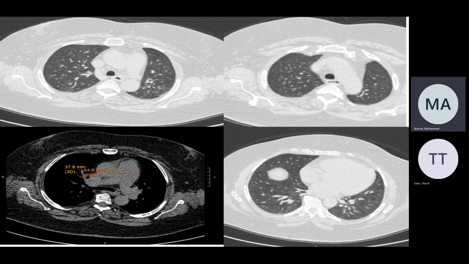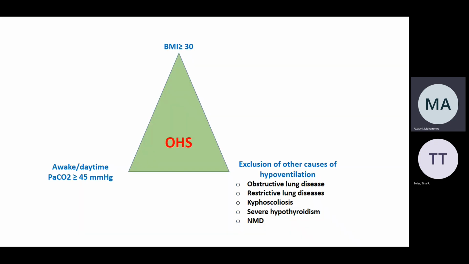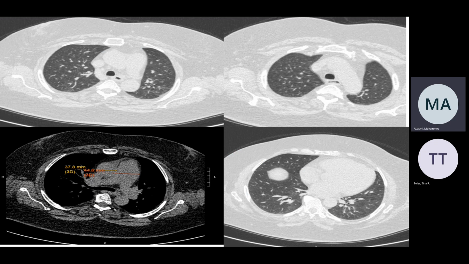This is the CT. It didn't show anything significant like emphysema, or maybe there's a little bit of very, very mild centrilobular. But if you look at the mediastinal window, the PA to aortic ratio is definitely more than 1. So that makes us think about pulmonary hypertension as another possibility for this patient.